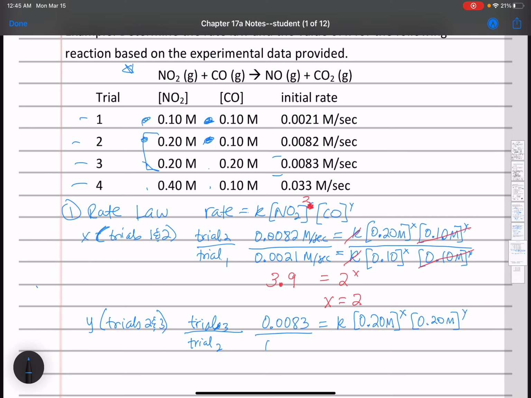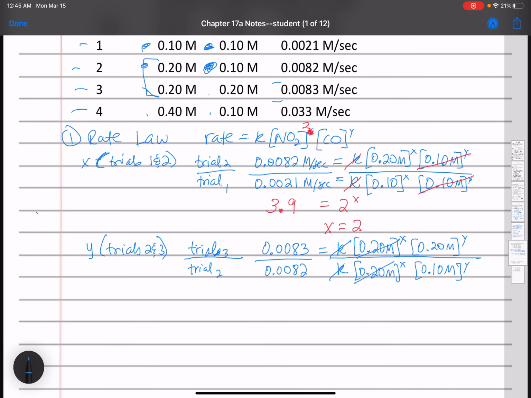Now for trial 2, whether we have an x here or a 2, it doesn't matter because these are going to cancel out because they're identical terms, just like k is going to cancel out. And let me just finish filling this out. This is the concentration of carbon monoxide in trial 2, which is here, to the y power.